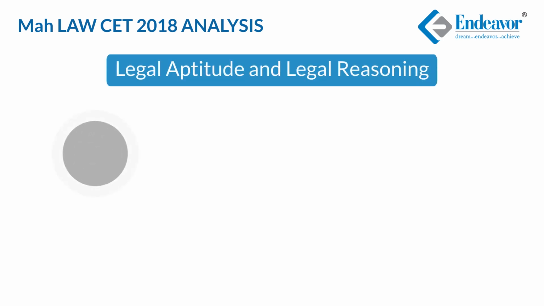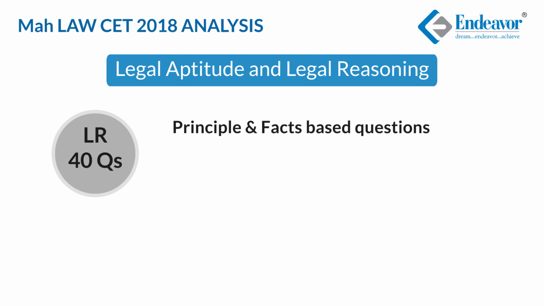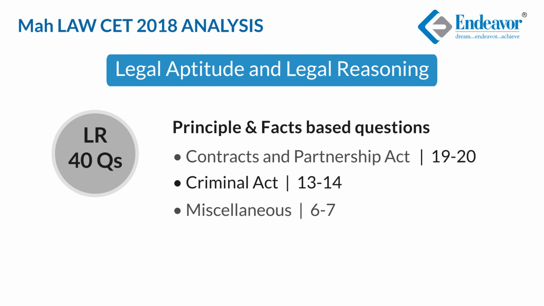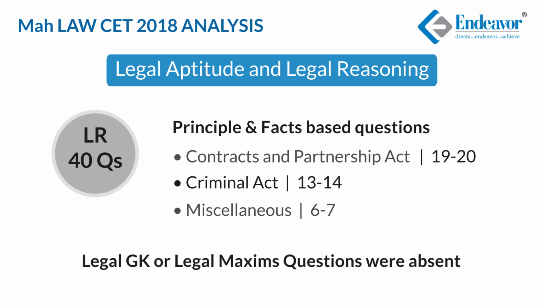In all, there were a total of 40 questions in this particular section. All the questions were based on principle and facts. Questions from the Contracts and Partnership Act had the highest weightage, that is 19 to 20 questions. The next highest weightage, around 13 to 14 questions, was given to the Criminal Act, and around 6 to 7 were miscellaneous questions. There were no traces of legal GK or legal maxims in this particular section.